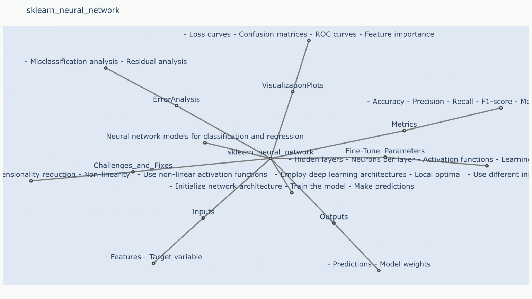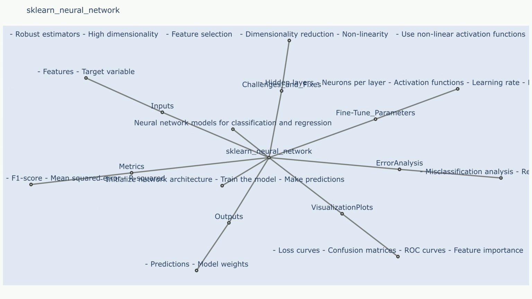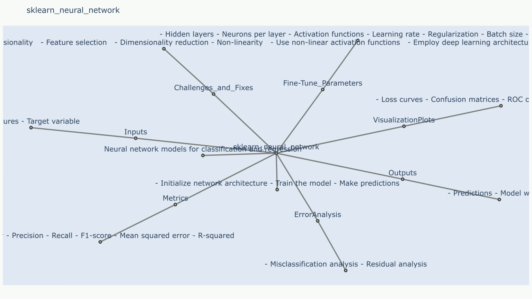Outputs: predictions: a 1D array containing the predicted target values for new data points. Model: a trained neural network model that can be used to make predictions on new data. Steps: data preparation: the input data needs to be pre-processed before feeding it to the neural network. This might involve scaling features, handling missing values, and encoding categorical variables.